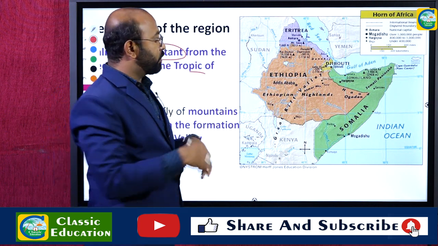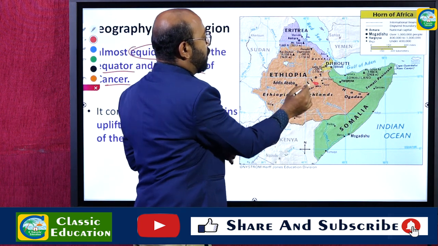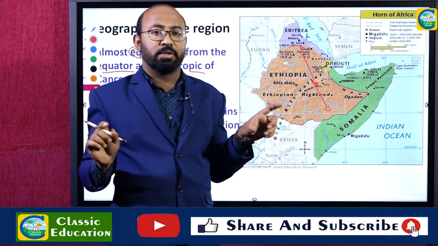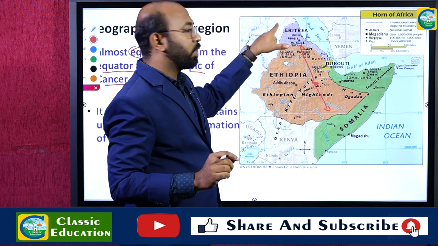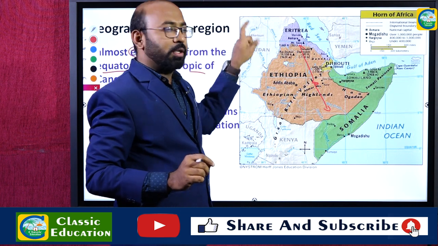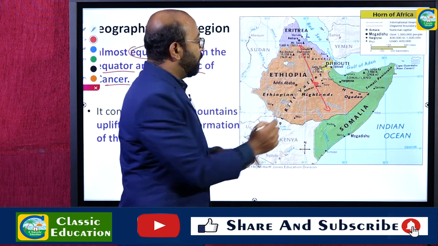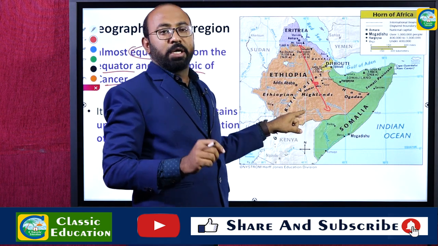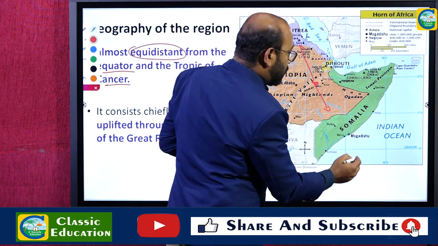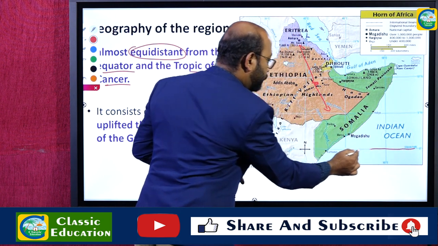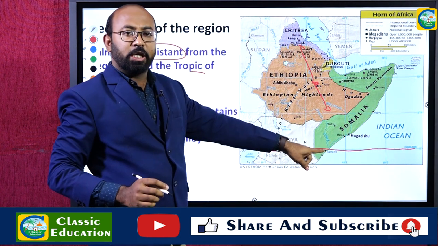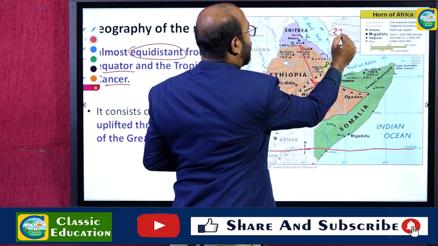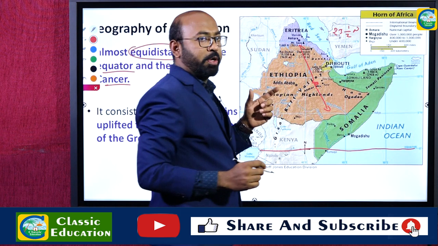So that means if you travel from the center of this point towards the north or towards the south, there is an equal distance. If you travel the equal distance towards the north, you will reach the Tropic of Cancer. If you travel from this point towards the south, the same distance, you will get the equator. See, this is the equator, right? Then here comes 23.5 degrees north, that is the Tropic of Cancer.